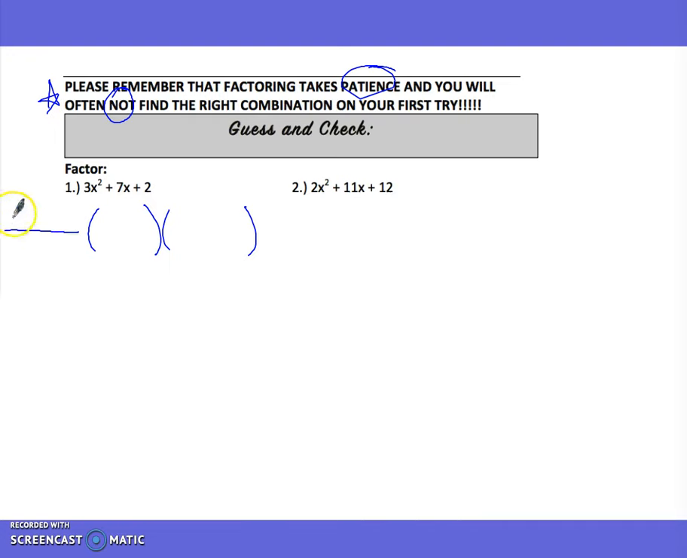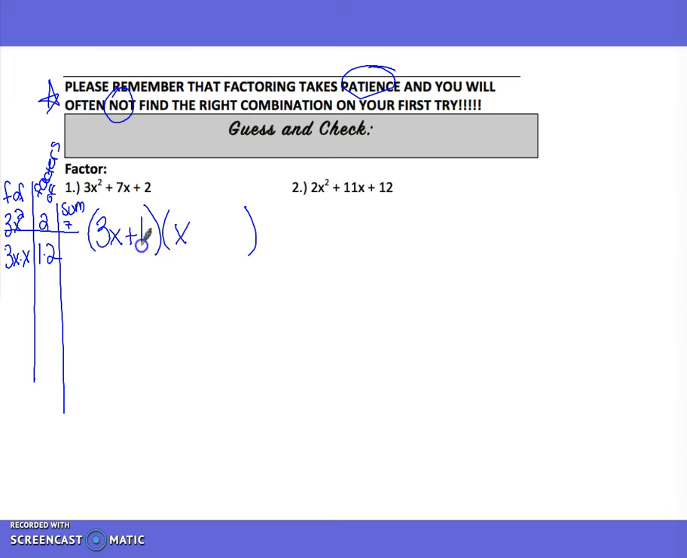I looked at the factors of 3x squared, the factors of 2, and I'm looking for a sum that's 7. So my factors of 3x squared, the only options I have are 3x and x. The only factors of 2 I have are 1 and 2. So obviously I don't have as many choices. So I would put in here my 3x and x, and then it's plus 1 and plus 2.